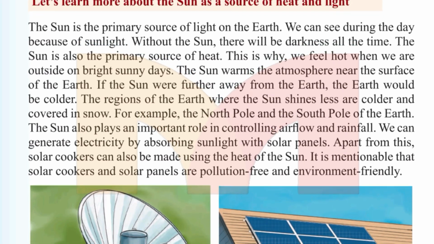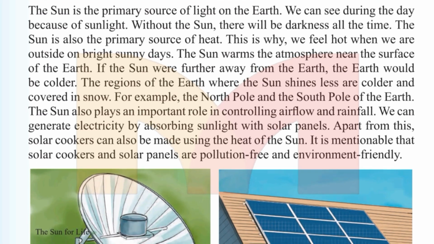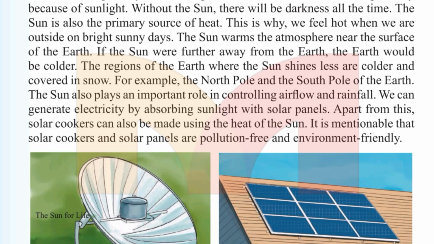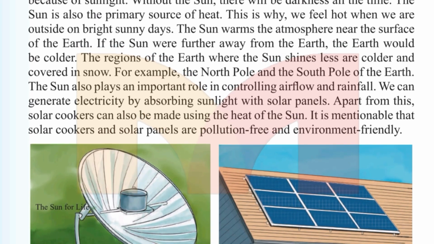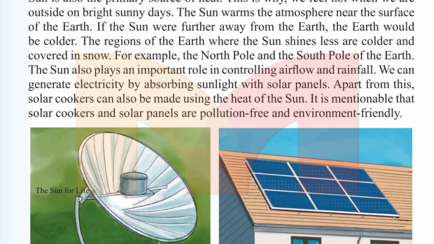The sun is the primary source of light on the earth. We can see during the day because of sunlight. Without the sun, there will be darkness all the time. The sun is also the primary source of heat. That is why we feel hot when we are outside on bright sunny days.